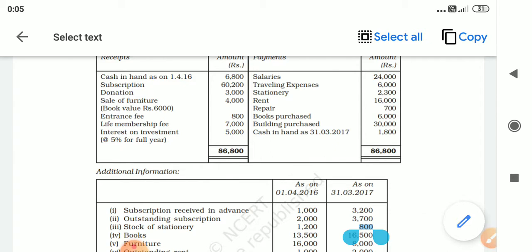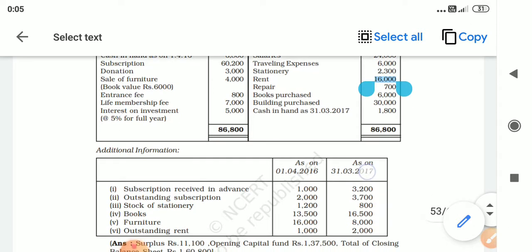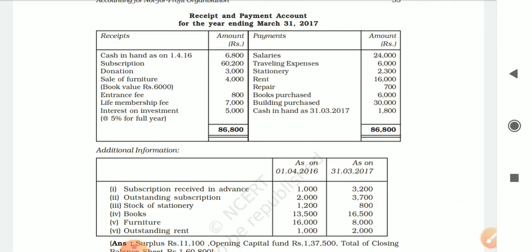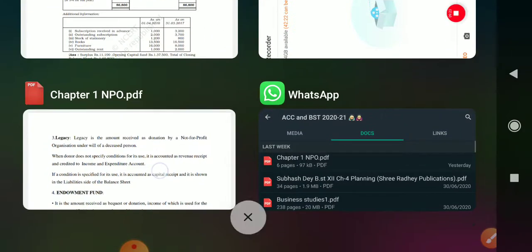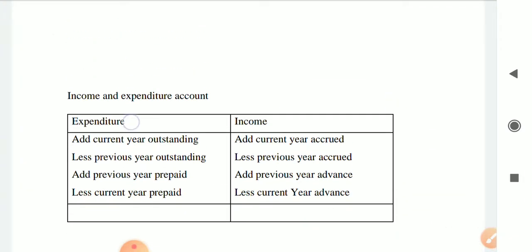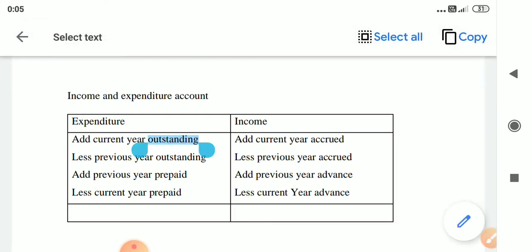Done. Now rent. Rent is 16,000. I saw the adjustment 2 to 3 times in between because now I know we have rent outstanding. So with this 16,000, see children, for rent outstanding we have 2 years figures. In my initial class videos, I had shown this to you. Yes, it's available. See, with expenditure, add current year's outstanding less previous year's outstanding. Add previous year's prepaid less current year's prepaid. You have to incorporate this formula.